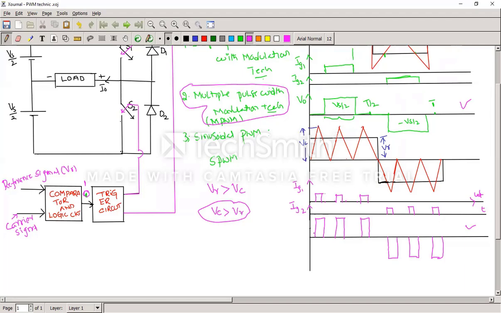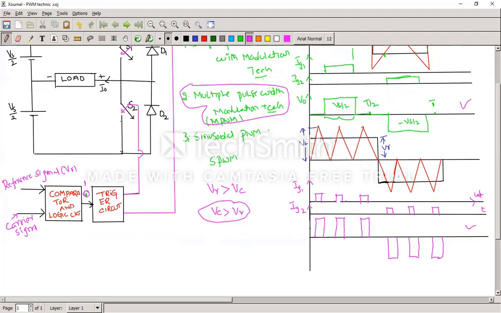When you go for the multiple pulse width modulation, the RMS output voltage can also be controlled, but the magnitude of the low frequency harmonics will be decreasing when compared to the single pulse width modulation. But the fundamental component also decreases compared to single pulse width modulation. So that's why we go for multiple pulse width modulation. The magnitude of low frequency components, namely the 3, 5, 7, 9 components, will be decreasing.